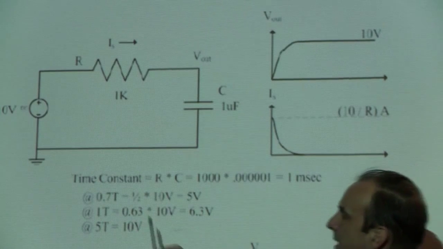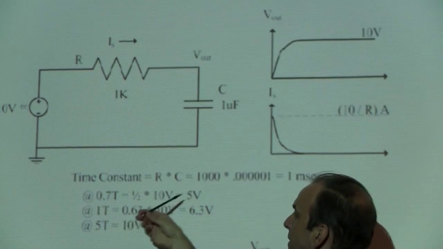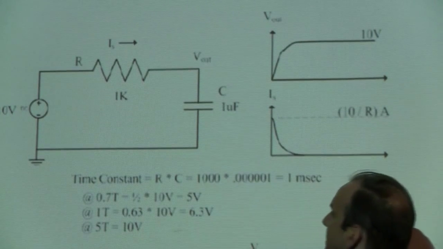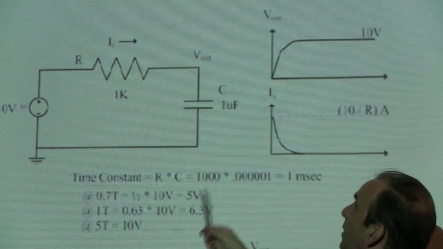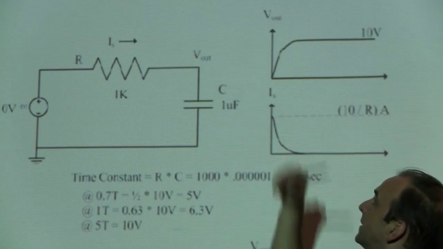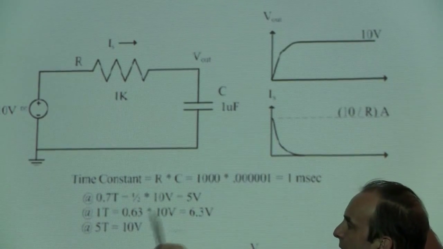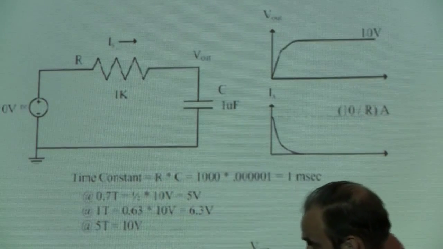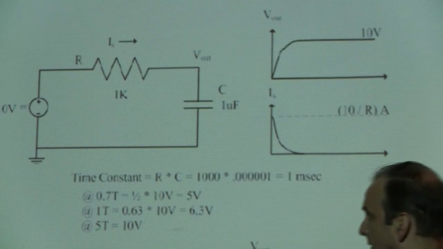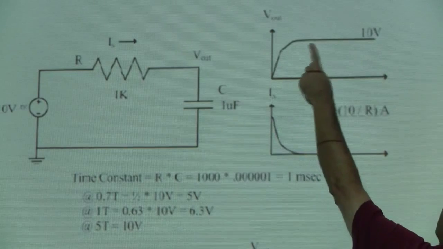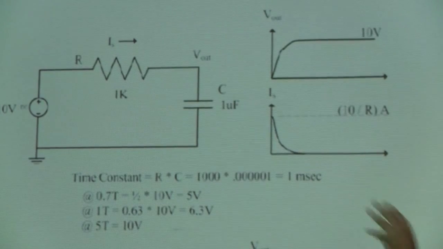If I wait 0.7 of a time constant, which is 0.7 milliseconds in the example, I expect the rail to go about halfway, right there. If I continue to wait a full time constant, I expect the rail to go to about 63%. And finally, if I wait 5 time constants, I'm pretty much assured that I'm out here somewhere, so the output is totally charged.